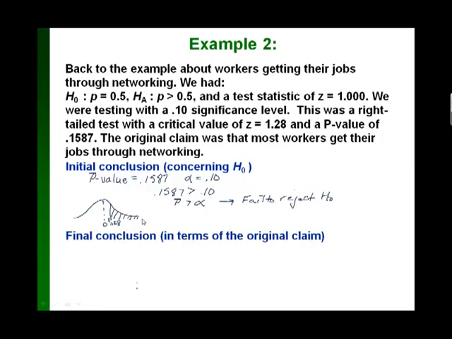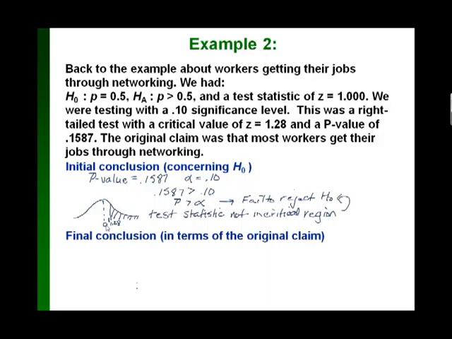And then we look at where our test statistic is in comparison to this. Since our test statistic is 1, it's actually between 0 and our critical value, which means it's not in the critical region. And that also tells us that our conclusion is fail to reject the null hypothesis.